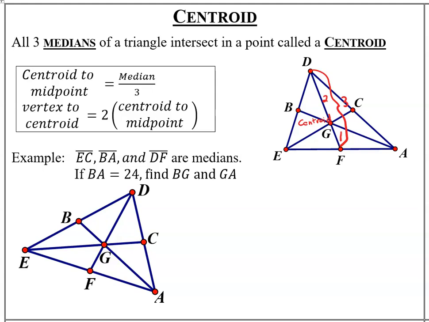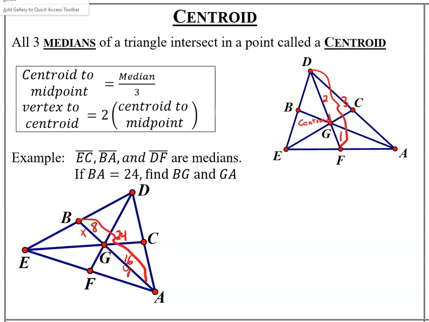So with centroids, we're going to do a lot of calculations along those ways. For instance here, if EC, BA, and DF are medians, if BA was 24, so if the entire length was 24, I want to know what this length is there, and I want to know what this length is down here. Well, I take that entire length of 24, and I'm going to divide it by 3, which means this part is 8. And then if I times that shorter part by 2, I'll get the longer section, which is 16. So 8 plus 16 will give me 24 for the whole thing.